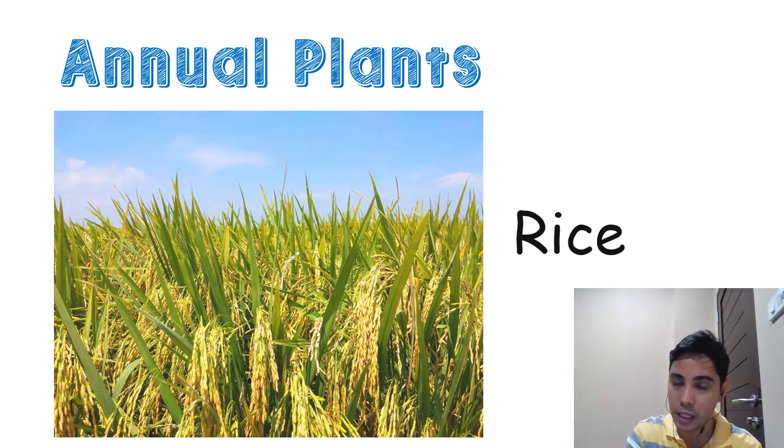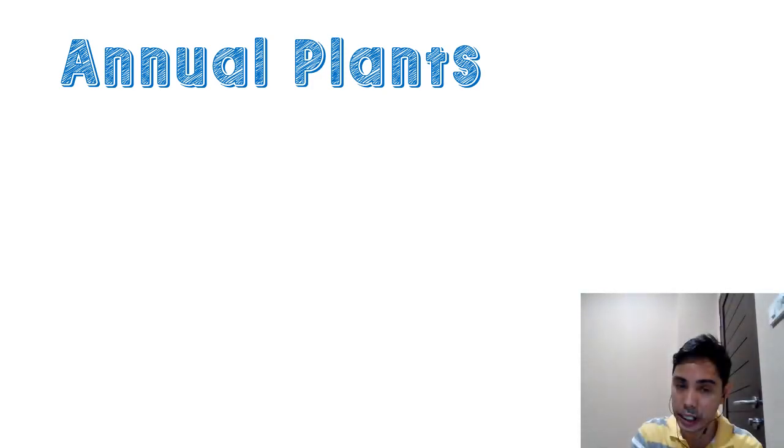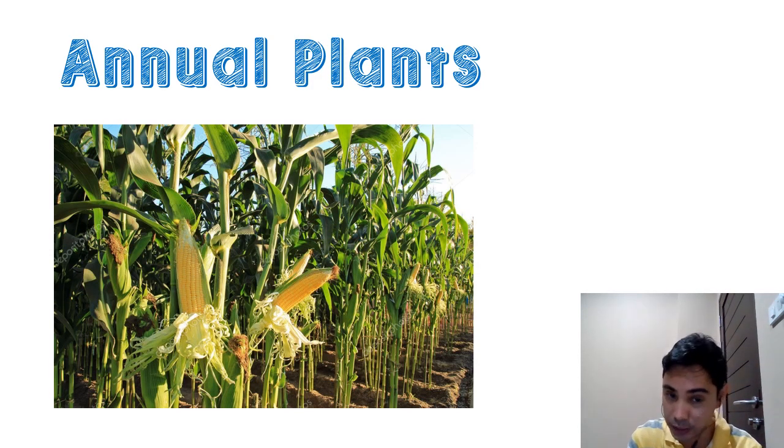And this one. Yes, do you know what's that? Easy, right? It's a corn. And corn takes 1 year to produce.